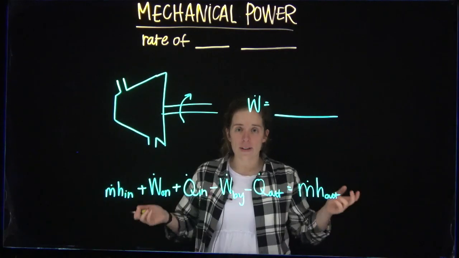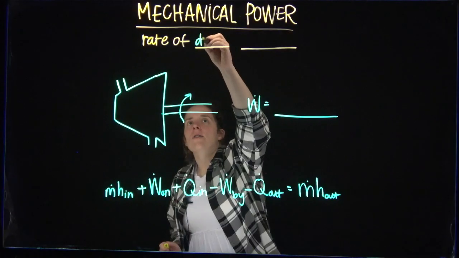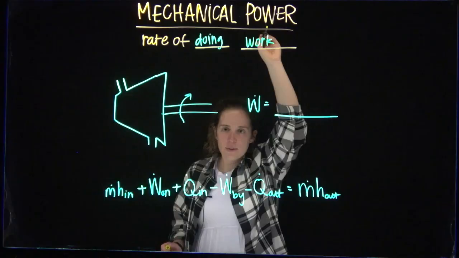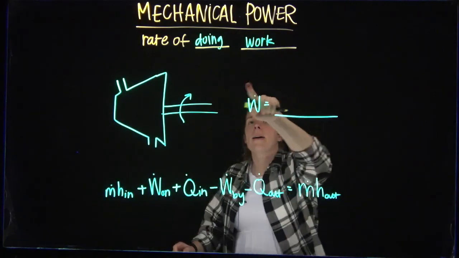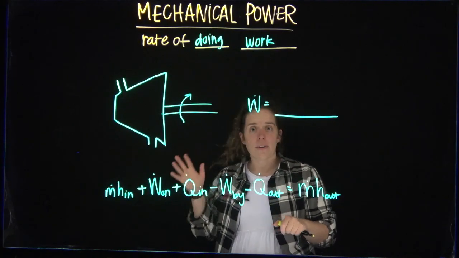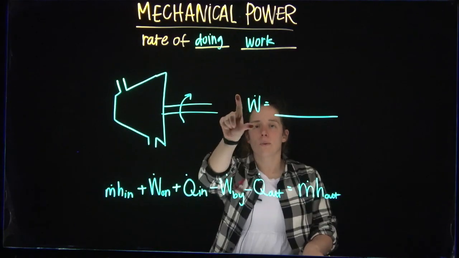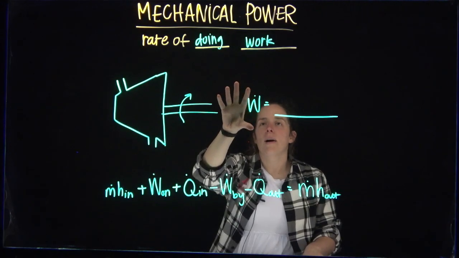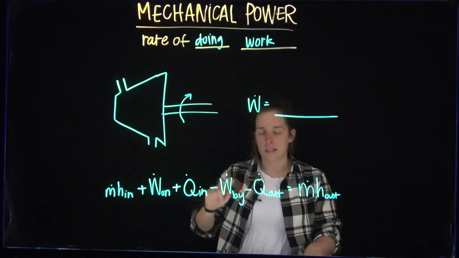So, what is mechanical power? It is simply the rate of doing work. Doing work, mechanical power. It's indicated by W dot. We've talked about that in a couple of videos now. So, thinking about the rate of doing work, our work is something like kilojoules or joules or BTUs, and then we put it per unit time.